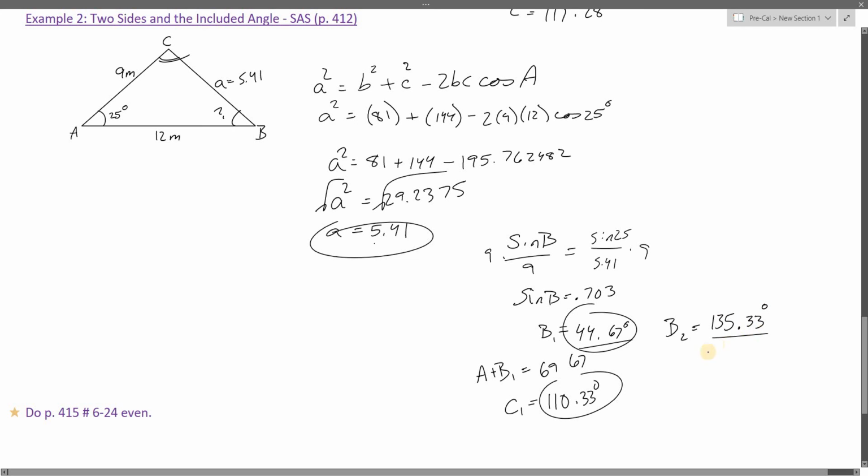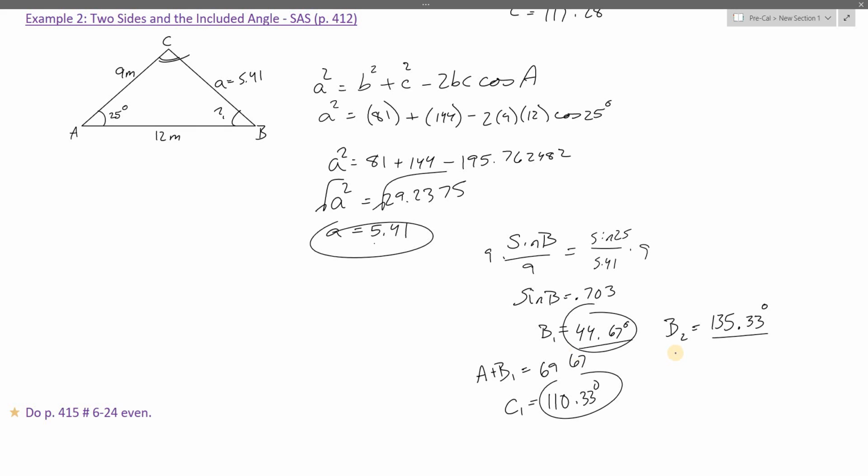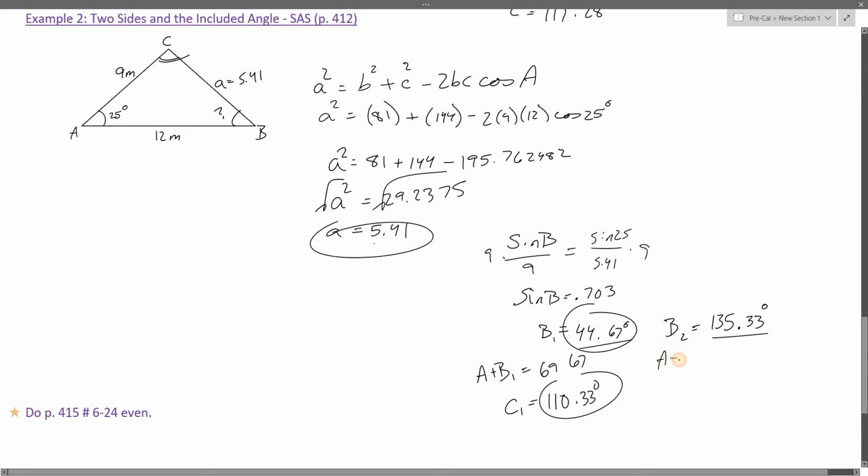If B was the obtuse angle, then we'd have to ask, what's A plus B? So 25 plus 135.33 gives me 160. So A plus B2 equals 160.33. That's a big one. And from there I want to find what C would equal. Well, in this case, C would equal about 19 degrees. Obviously, this answer can't be used.